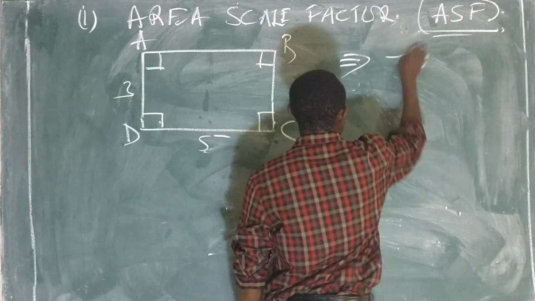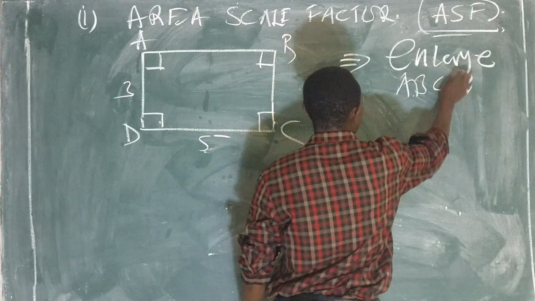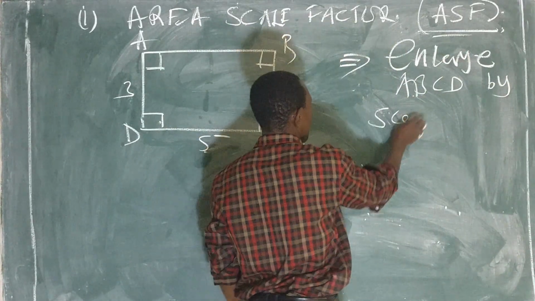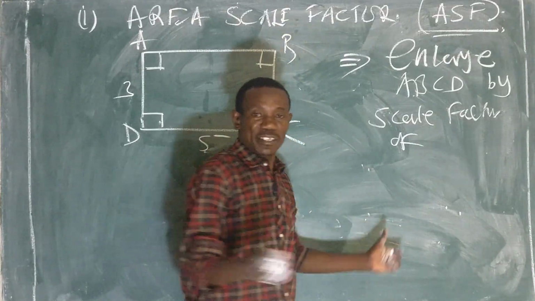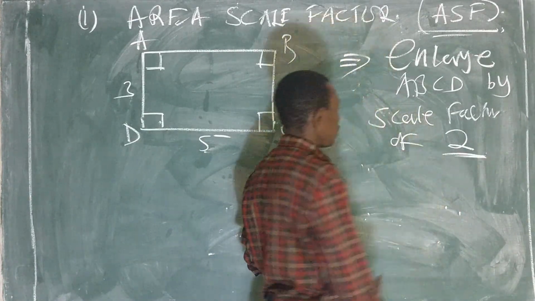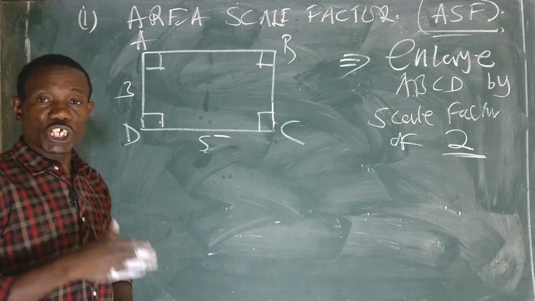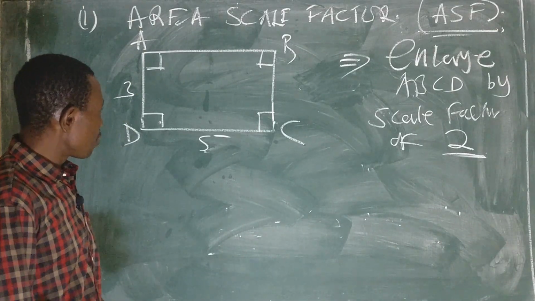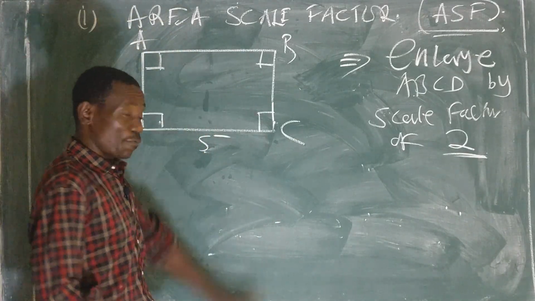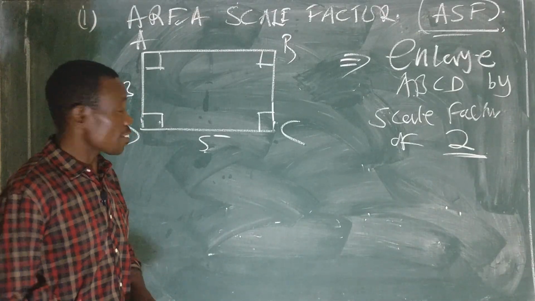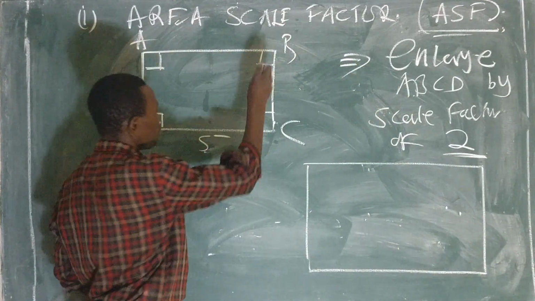Let me write it this way: enlarge this figure A, B, C, D by a scale factor of, you can decide, I want a scale factor of 2, meaning that this one has to be enlarged twice as much, more like double. If we enlarge this by a scale factor of 2, it means all the dimensions of this figure have to be multiplied by 2, such that the resultant shape, which we call the image, will be magnified.